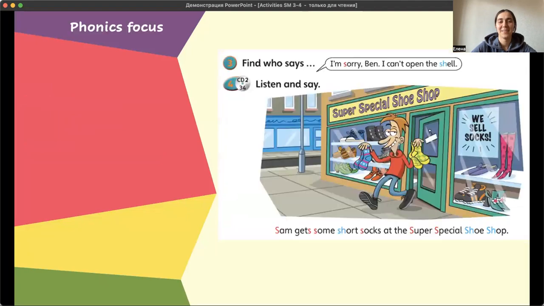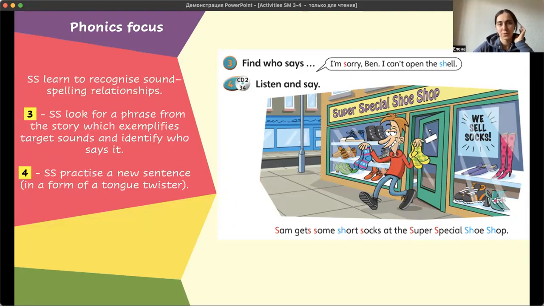Okay, so the next one, this is with phonics focus. I think we discussed it in the previous session. So here we have two exercises, 3 and 4. In number 3, they have to find a phrase and identify who says it. So it's very easy. And then exercise 4 is aimed at practicing a new sentence. They need to recognize this sound spelling relationship.